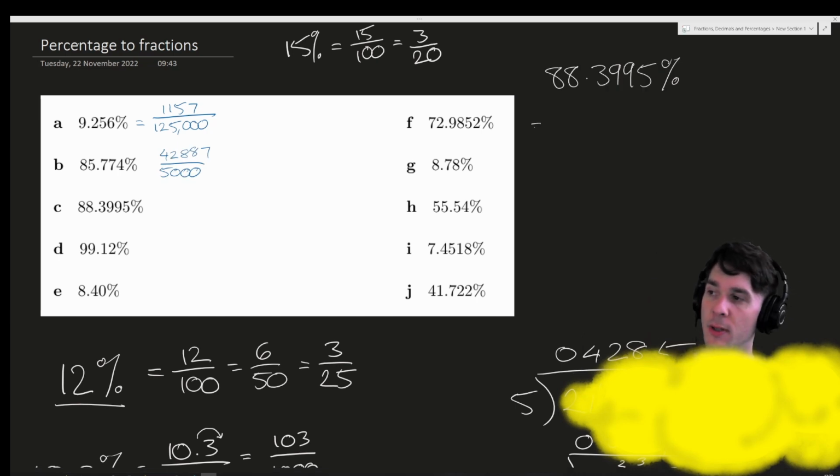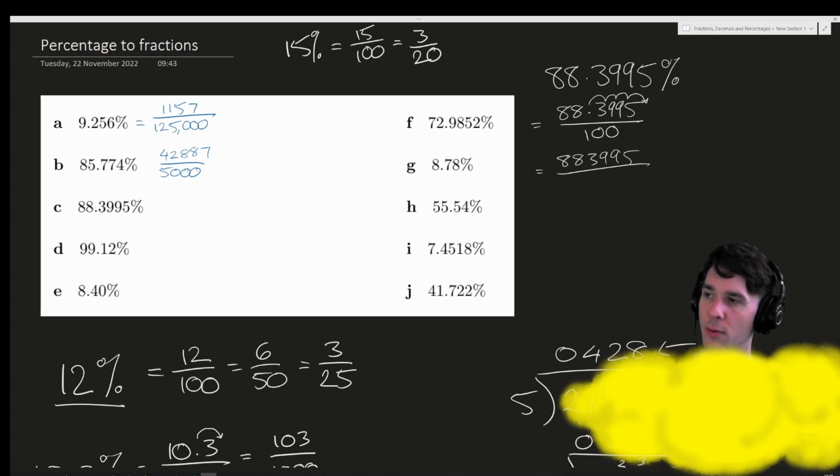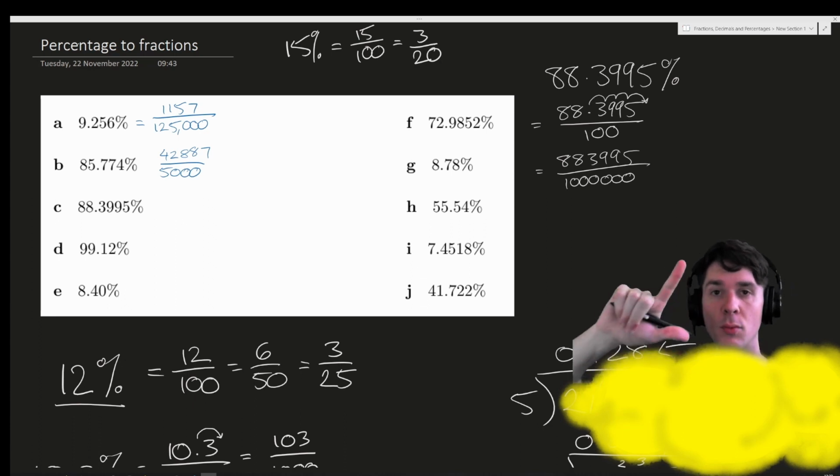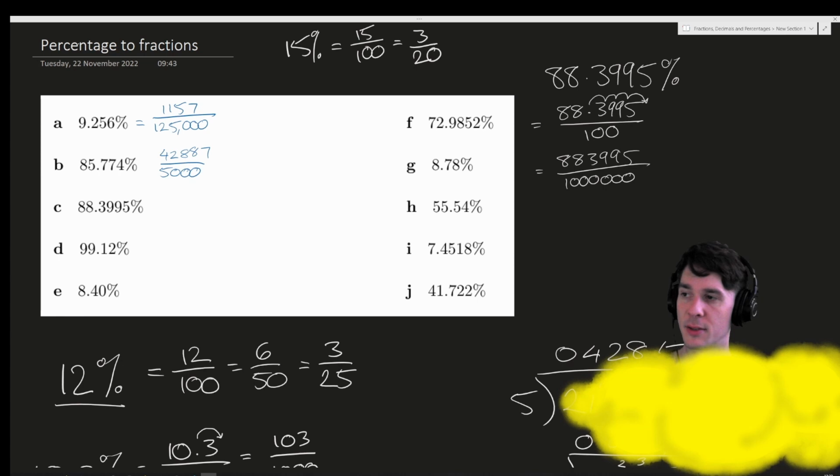88.3995% is going to become 88.3995 over 100. Now we're going to have to multiply by 10,000 to move the decimal point 4 places to the right. That means we're going to get 883995 over 1 million. That's what we get when we multiply the numerator by 10,000 and when we multiply the denominator by 10,000.